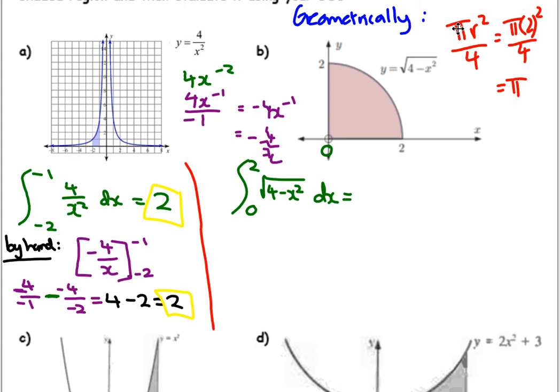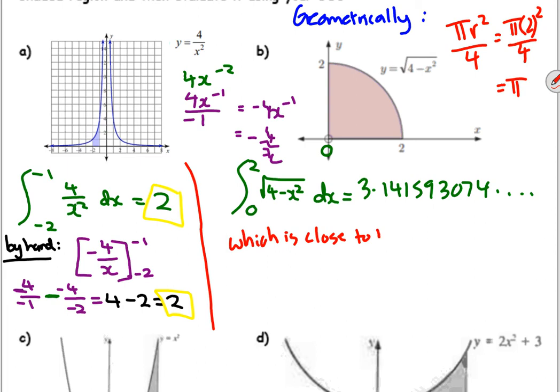So what did we get again on the calculator? 3.14159. Let's make a note of that, which is close to the exact area, the real area, which is pi, but slightly off.